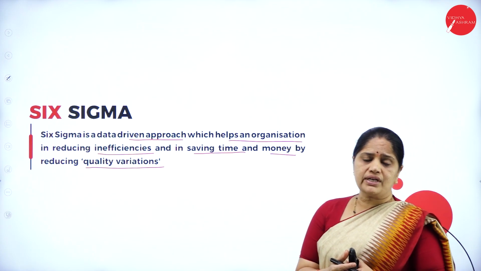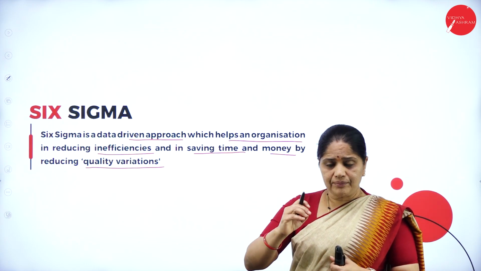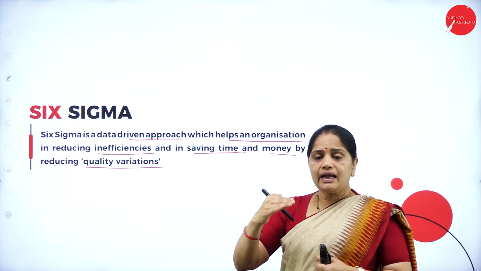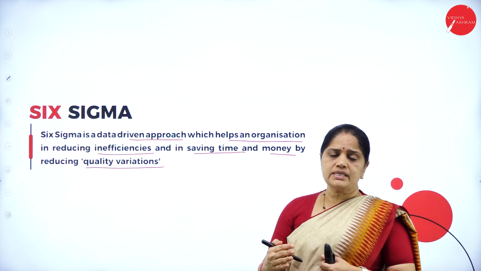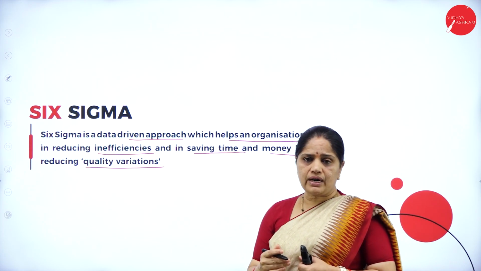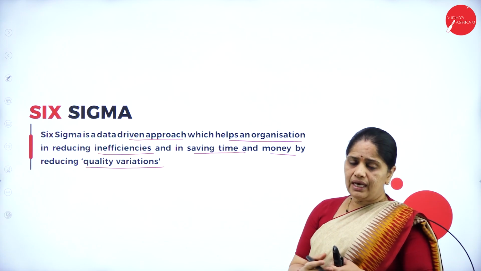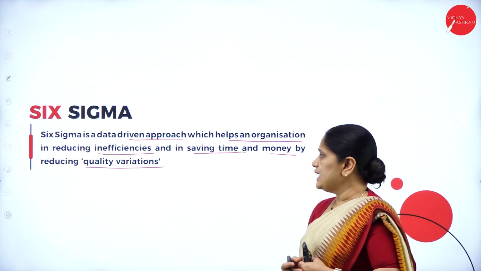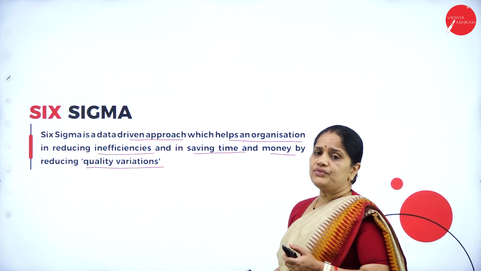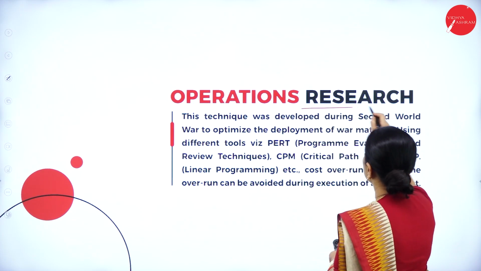Now, what is this quality variation? Ensure that whatever goods are produced are meeting the standards. So, what is the standard quality prescribed by the management, and see that whatever your output is, it is meeting the standards. See that there is no quality variation in the product. So in this way, you can save time on the inspection of goods and also the approval. So Six Sigma is a data-driven approach wherein it helps an organization to reduce the inefficiencies in the organization. Then the last one is the operations research.